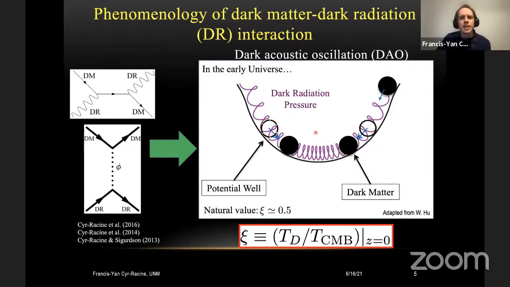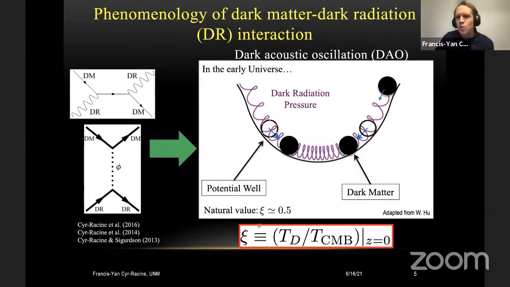The solutions to such scenarios, if you look at the equation of motion, are basically acoustic waves. Since it's in the context of dark matter, we call this phenomenon dark acoustic oscillation, in total analogy with what happens in the visible sector, where baryons and photons are coupled in the early universe, and there's also an acoustic wave solution, which we call baryon acoustic oscillation.